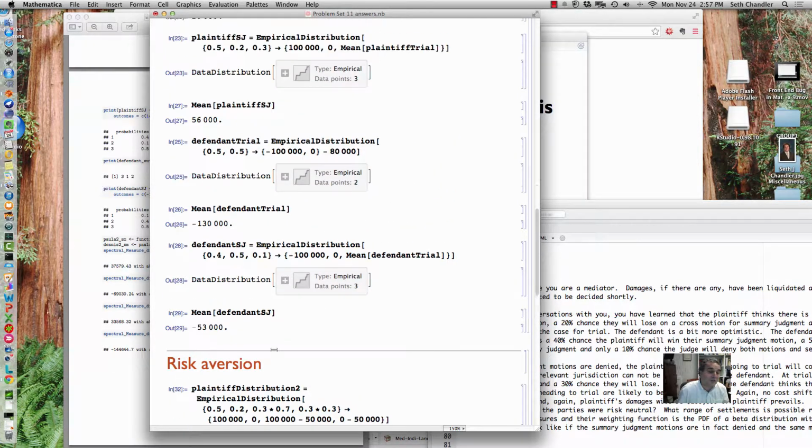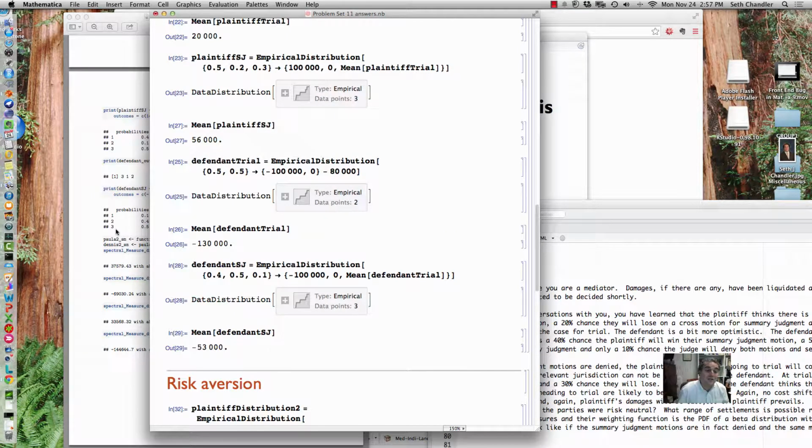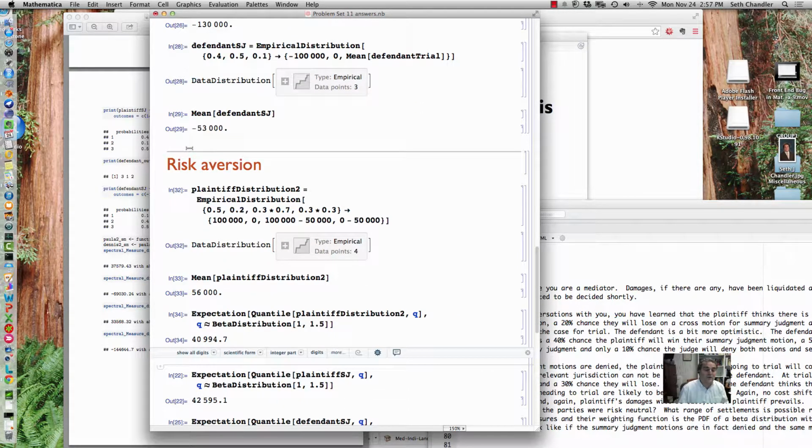And when we do that, we get $40,994. And so what's going on is the risk aversion has reduced the value that the plaintiff sees from this case from $56,000 to $40,995, because they're sitting there sweating that, oh my gosh, I could end up having to pay my lawyer $50,000 and get nothing. And that's now being weighted much more heavily in their mind than it was before. And because they're dwelling on that negative possibility, they are, in some sense, undervaluing the case.